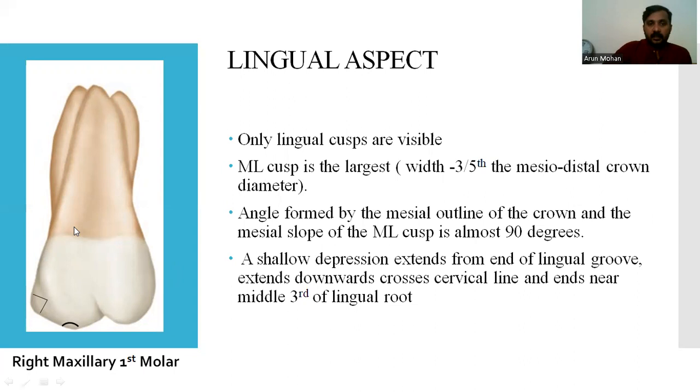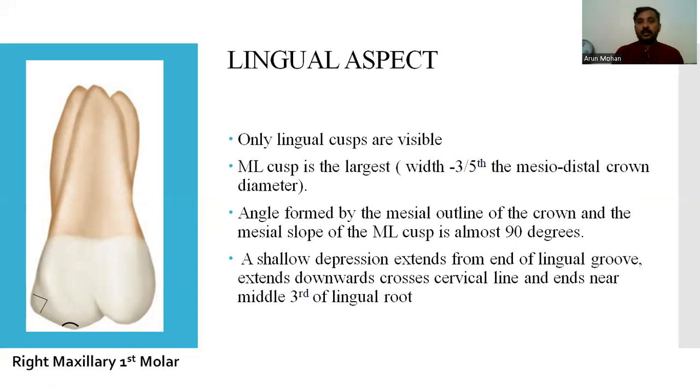From the lingual aspect, only the lingual cusps are visible. Buccal cusps are not visible. The mesiolingual cusp is the largest cusp among all the four cusps, and its width forms about 3/5 of the mesiodistal crown diameter from the lingual aspect. From the buccal aspect, the cusps are almost equal in width, with the buccal developmental groove coming in almost the center of both the cusps.